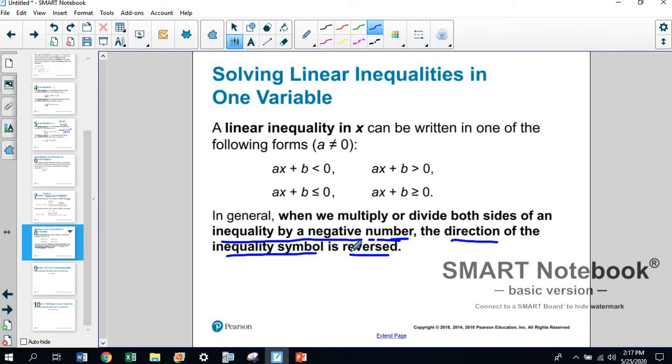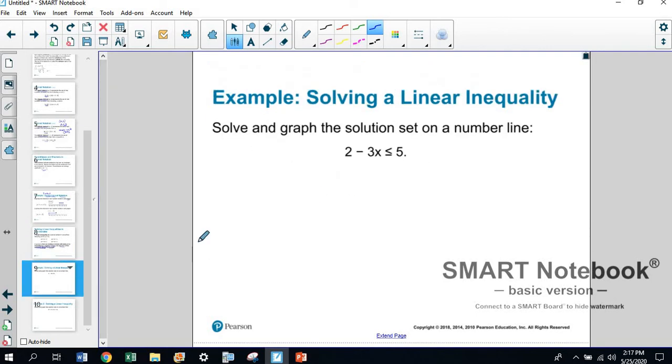For me, that's really easy to remember because when you divide by a negative, it changes the sign of your number. So if you divide by a negative, it changes the inequality sign. Okay, so let's work a problem here. Solve and graph the solution set. So we've got 2 minus 3x is less than or equal to 5.